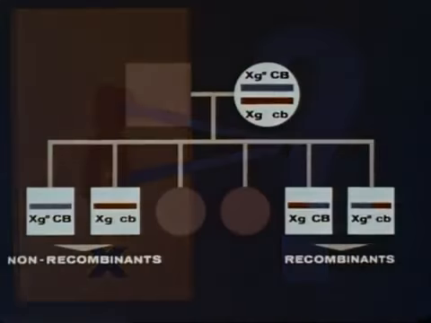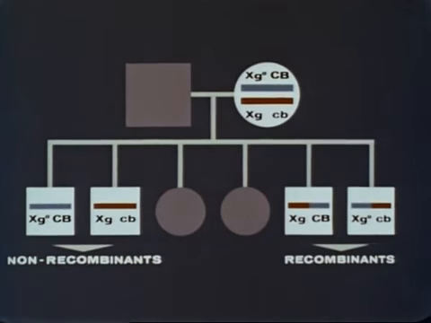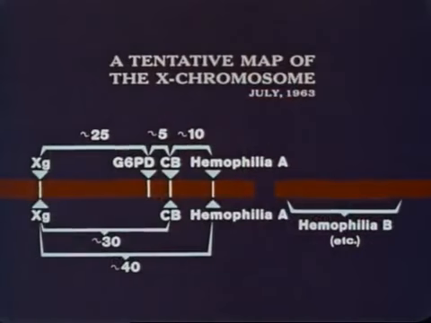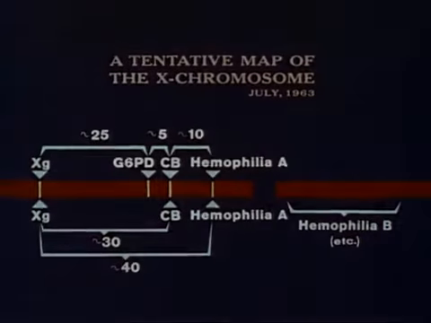In the case of X-linked traits, linkage seeks to answer the question, how far apart are two loci? The answer is provided by the proportion of recombinants among the sons of doubly heterozygous females. Here is a tentative map of the X chromosome, showing the approximate relative position of the loci for XG blood group, glucose 6-phosphate dehydrogenase deficiency, color blindness, hemophilia A, and others.